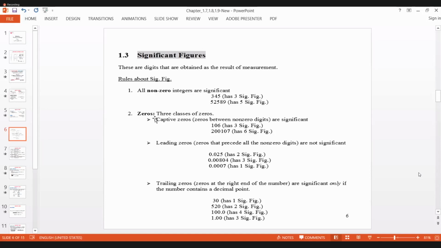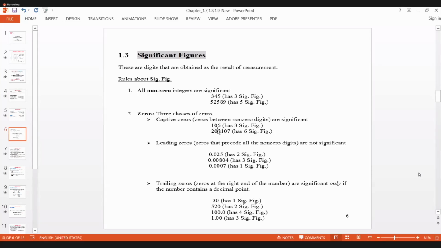is 0. And now we have 3 different types of 0. Number 1, captive 0. Number 2, leading 0. Number 3, trailing 0. Captive 0, just like the 0 between 2 others, like the sandwich you are eating, right? And in the middle there is a chicken. Chicken is the 0, and you put this chicken between 2 slices. Anyway, this is the captive 0. The 0 present between 1 and 6.